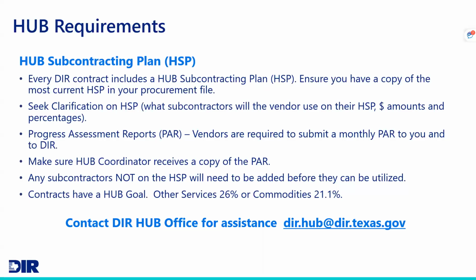We follow the state comptroller's goals. So for our contracts for other services, that goal is 26%. And for commodity items, it's 21.1%. And if you ever have questions about the HUB program or the HUB subcontracting plan, feel free to reach out to our HUB office. And again, Patty is on here today. She's a great resource for any HUB questions that you may have.